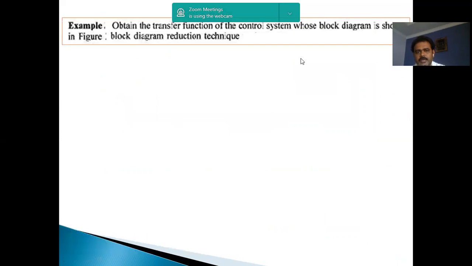Okay. Again, in this case, obtain the transfer function of the control system whose block diagram is shown in the figure using the block diagram reduction technique. We can get the transfer function model using Mason's gain formula too. One more method is also there, that is Mason's gain formula, and we can get this transfer function. Here it is using the block diagram reduction technique. This is one more technique.